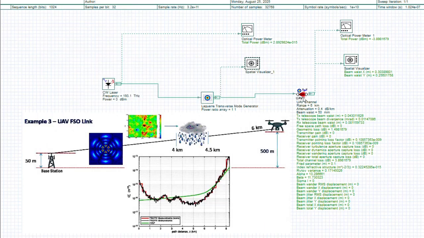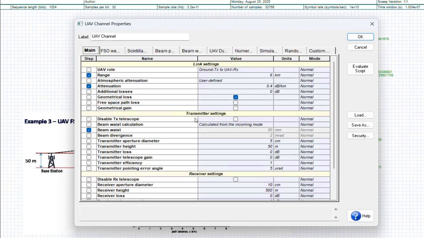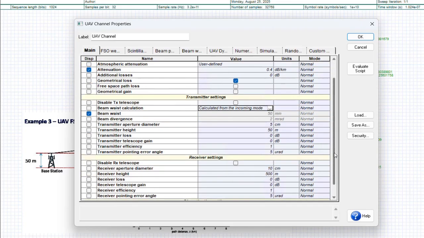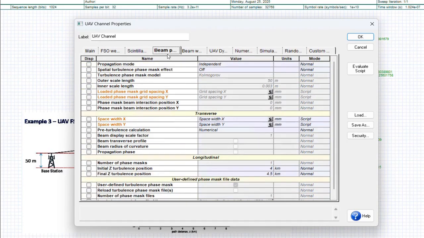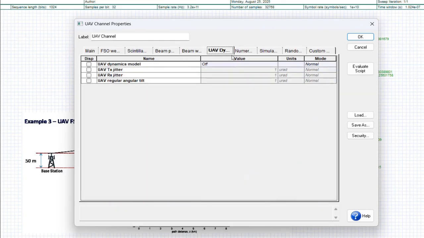Now, to operate this inside our component, we will be running this in a similar way as we've done before. However, for the beam waist calculation, you select the calculated from the incoming modes, as this is a multimode propagation situation. A lot of the parameters are very similar to what we had before as well. We're also going to be turning on turbulence. We'll do that subsequently, and we'll be examining the effect of beam wander and jitter in this configuration.